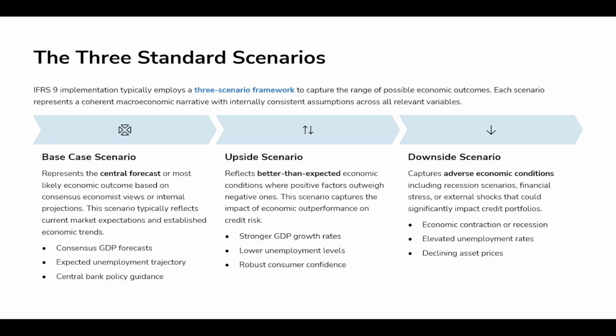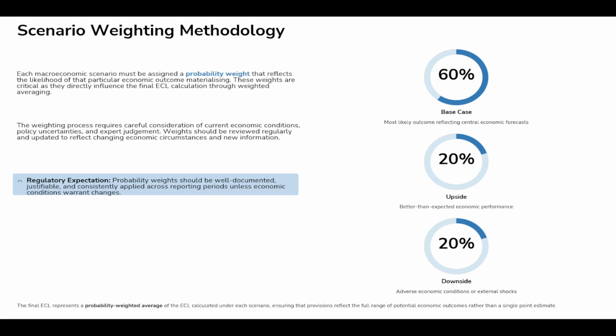Each scenario is assigned a probability weight. For example, a bank may assign 60% to the base case, 20% to the upside, and 20% to the downside. Expected credit losses are then calculated under each scenario and combined using the assigned weights.